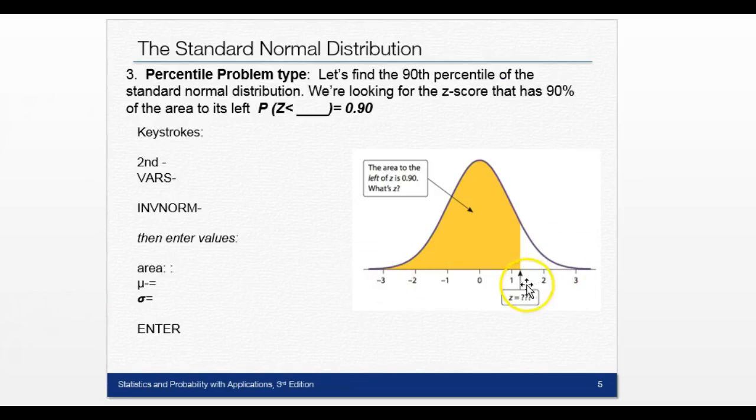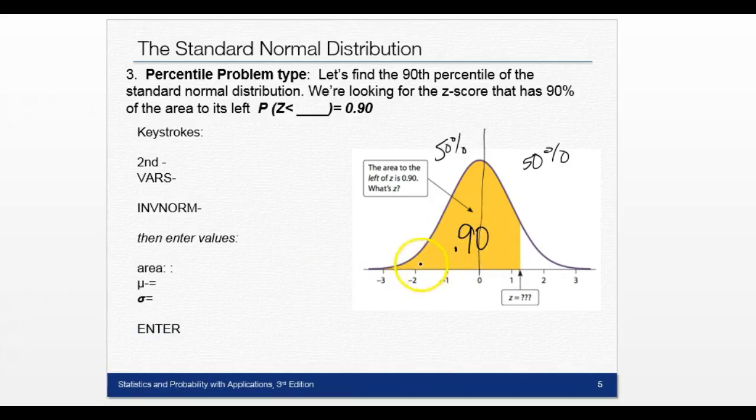Last type of problem here. Let's find the 90th percentile of a standard normal distribution. We're looking for the z-score that has 90% of the area to its left. Okay? So here's the curve. It's already shaded for you. But if you don't know why it's shaded quite like this, think of it this way. Remember, 0 is right in the middle. So 50% on this side, 50% on this side, right? Well, 90 is greater than 50, so we shade it over here, and we know that all this area over here is 0.90.